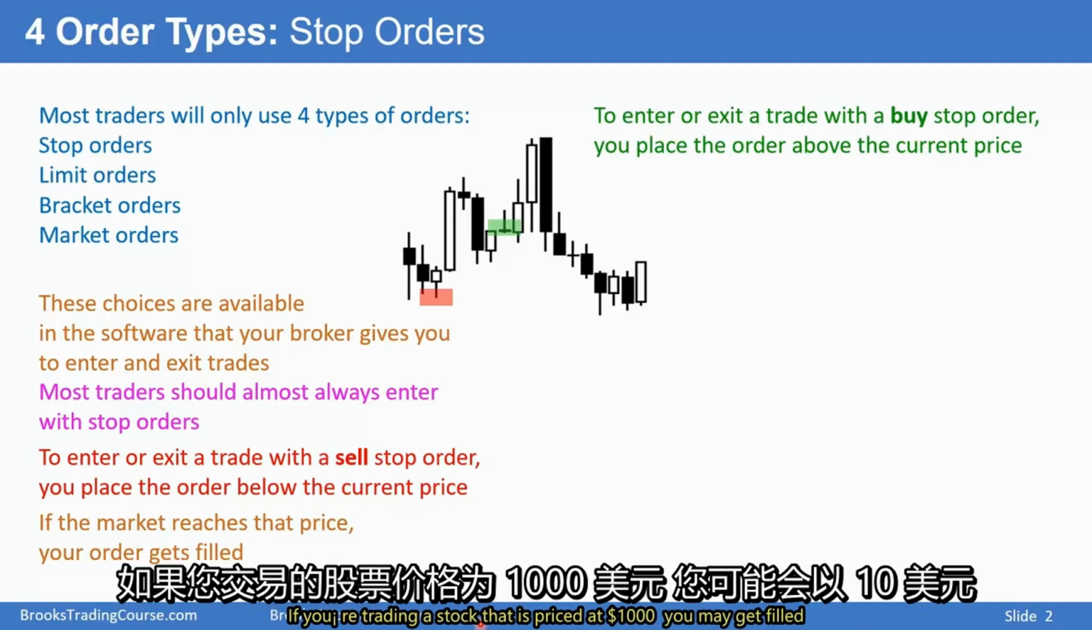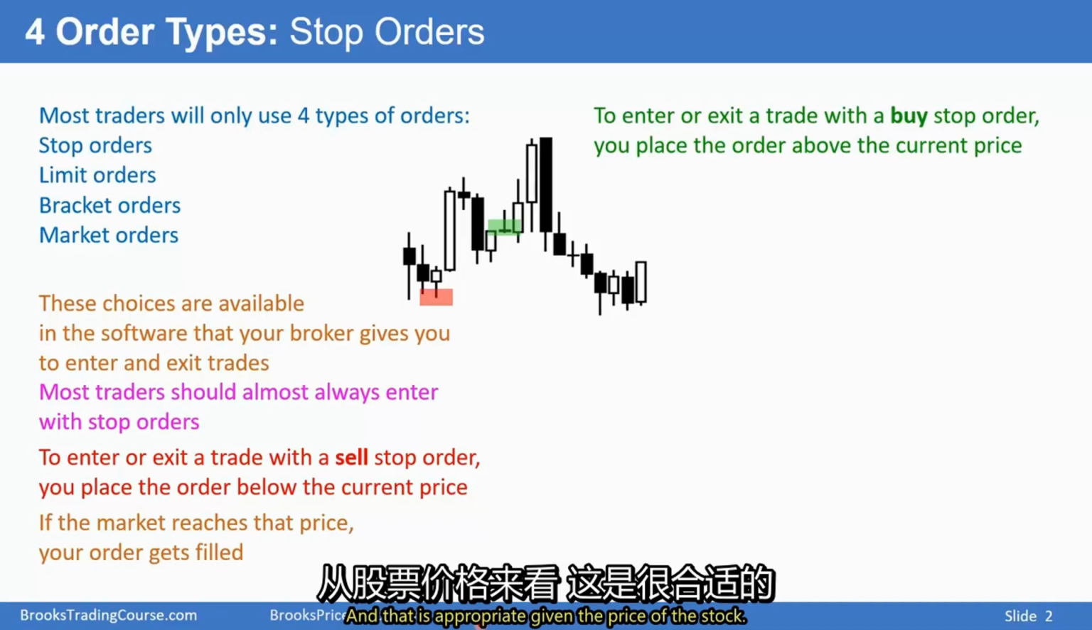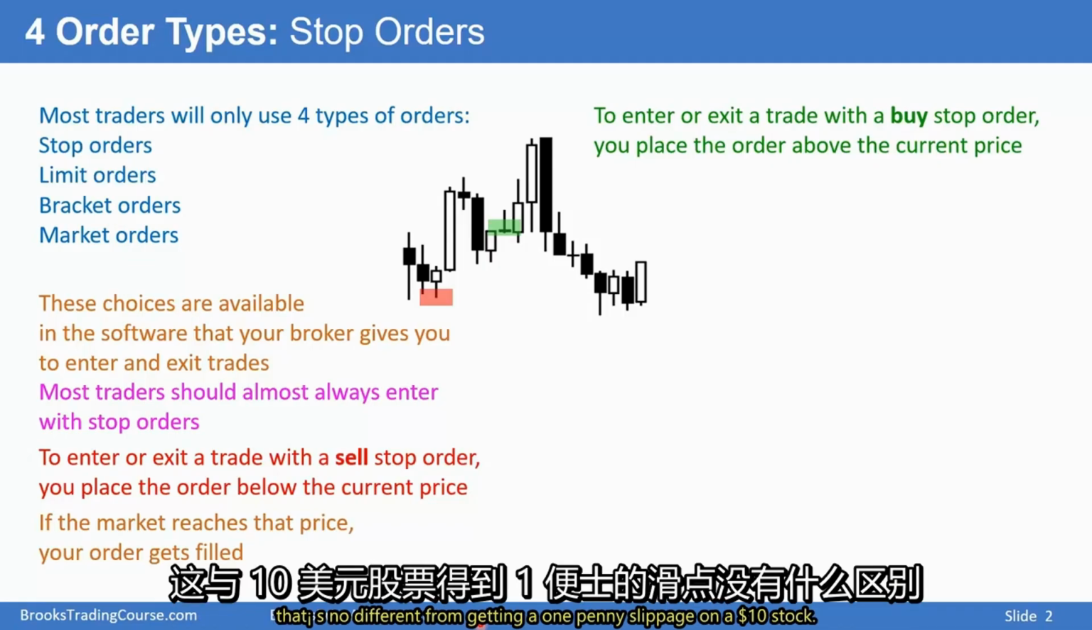If you're trading a stock that is priced at $1,000, you may get filled with 10, 20, or 50 cent slippage on every trade. And that is appropriate given the price of the stock. And even if you get a slippage of $1, in other words, if your fill is $1 worse than your entry price, that's no different from getting a 1 penny slippage on a $10 stock.